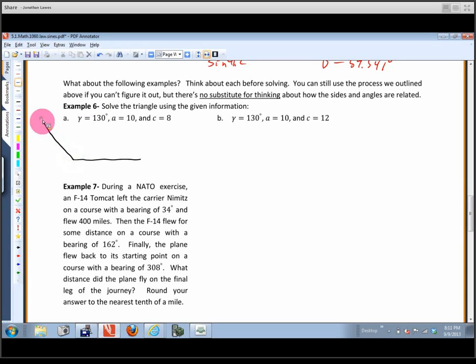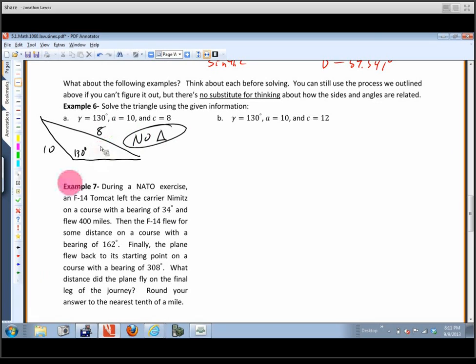That's 130. The side across from it is 8, and the side next to it is 10. So just take a look at that. That is the biggest angle. It's got to create the biggest side. Okay? So no triangle in this case. It wouldn't work that way. All right?